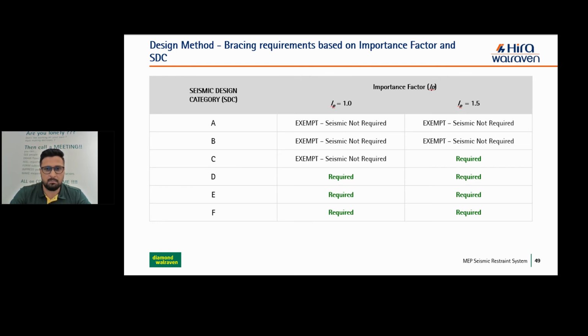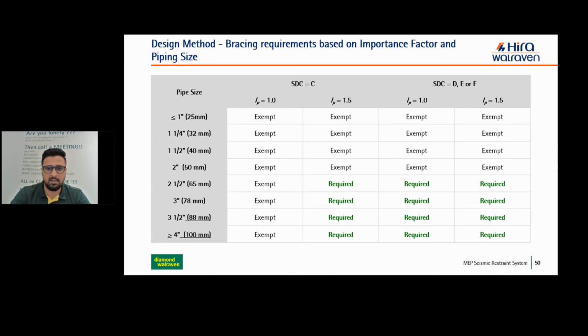Based on sizes, we have created this table to give a summary of the size requirement based on IP 1.0 and 1.5, but this is mainly contingent on the load requirement. If we have more loads, then it needs to be assessed by the load rating of the pipes and the services.